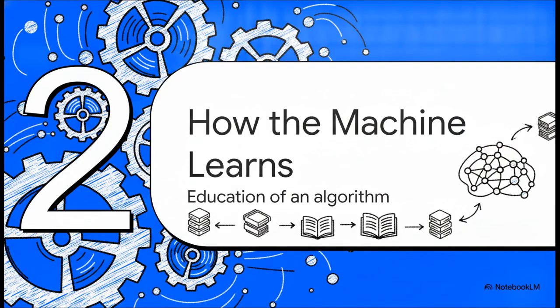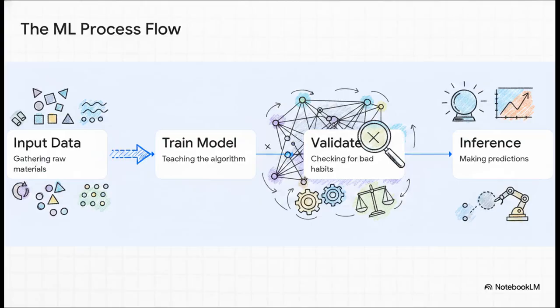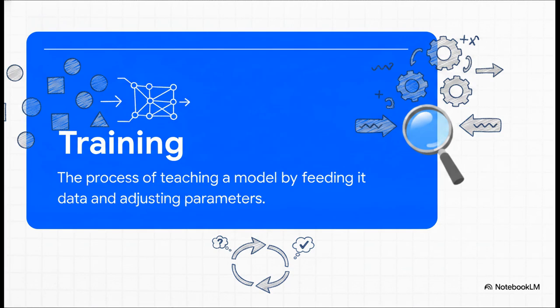Moving right along to Part 2, How the Machine Learns, the Education of an Algorithm. Now that we've got our student and our textbooks, here's the exact process flow we're covering today for the active learning phase. We just knocked out Step 1, gathering our input data. Now we're moving directly into Step 2, training the model, before we eventually validate it and send it off to inference. So training is that rigorous studying phase.